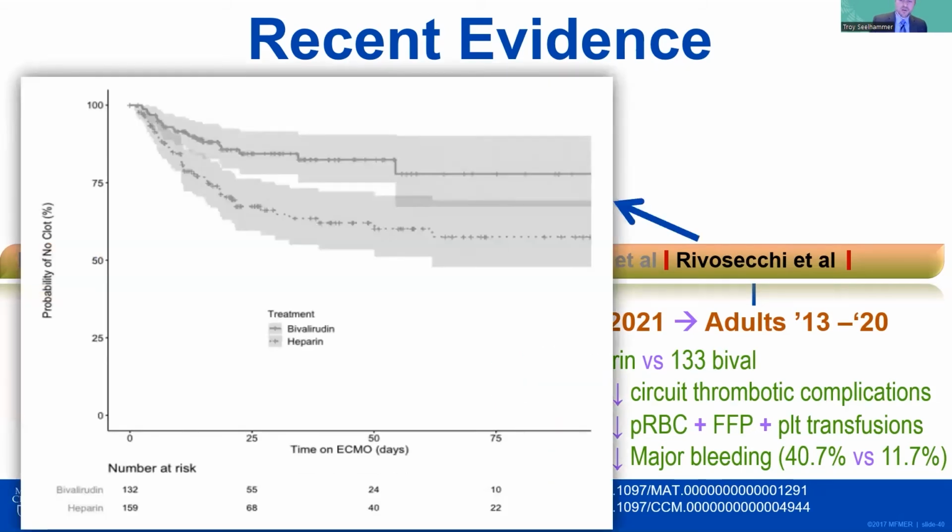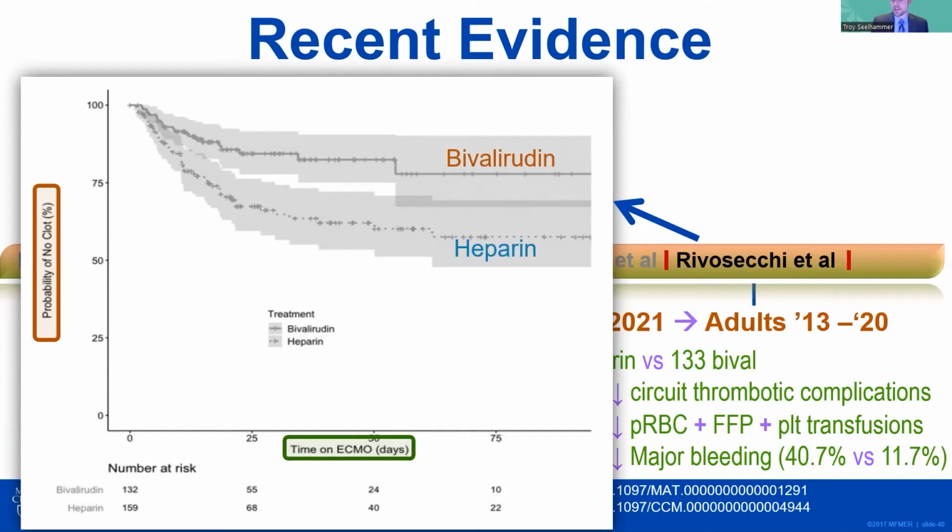I wanted to show you the probability of no clot. So that's the y-axis here. On the x-axis is the time on ECMO in days. And you can see some of these runs are quite long. But if you look here, the bivalirudin group has a much greater likelihood of having no clot, extending all the way out to 75 days when compared to the heparin-based cohort.